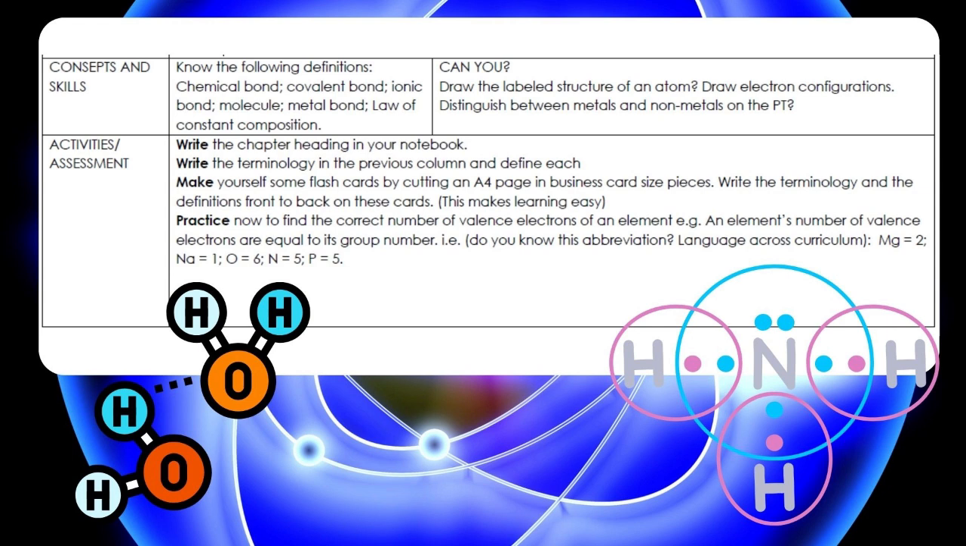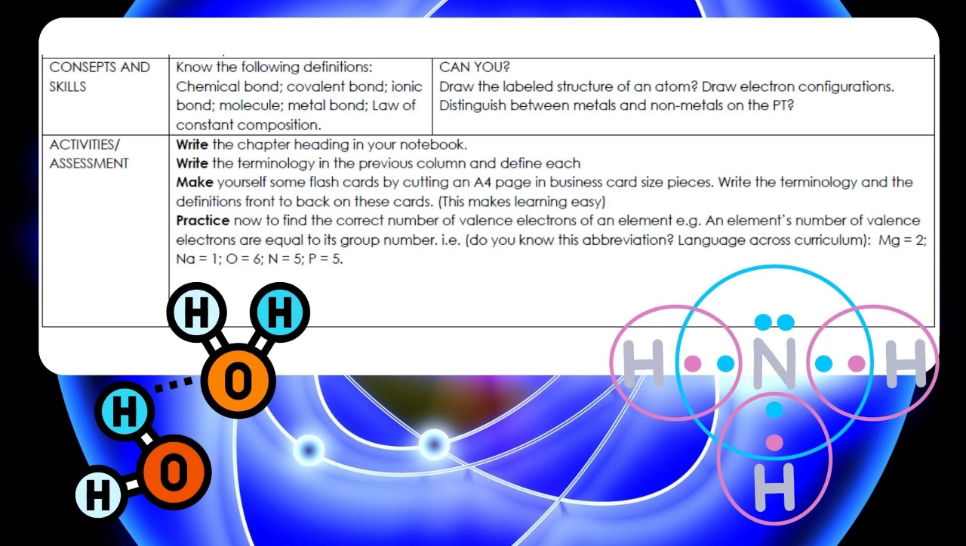Activity/assessment. Write the chapter heading in your notebook. Write the terminology in the previous column and define each. Make yourself some flashcards by cutting an A4 page into business card size pieces. Write the terminology and the definitions front to back on these cards. This makes learning easy.